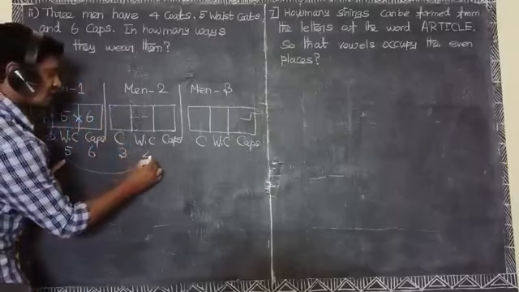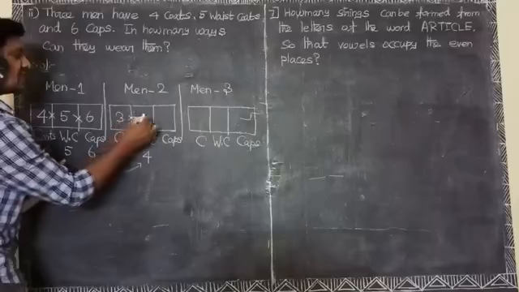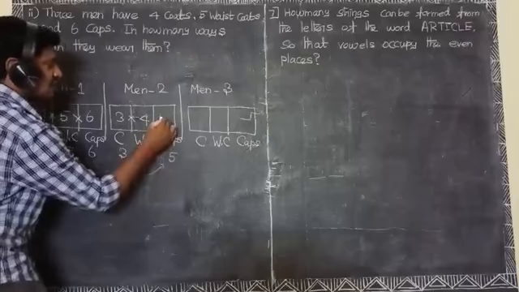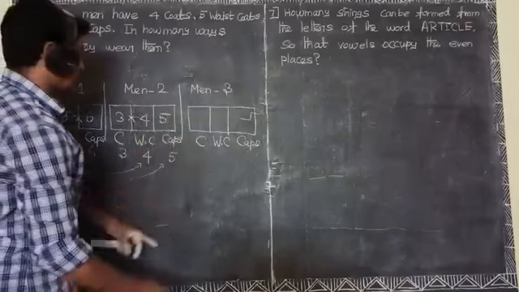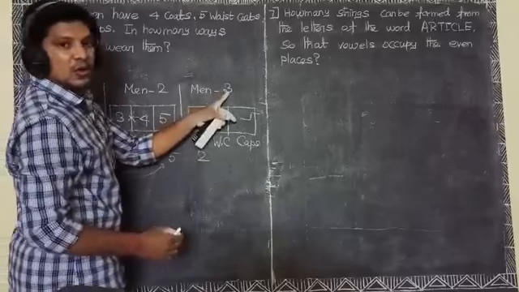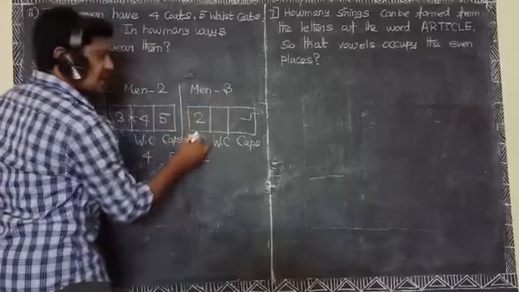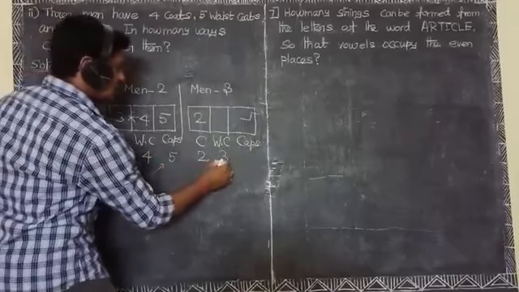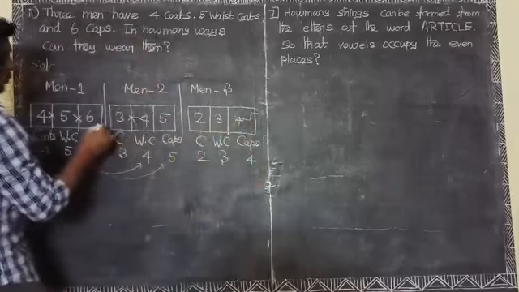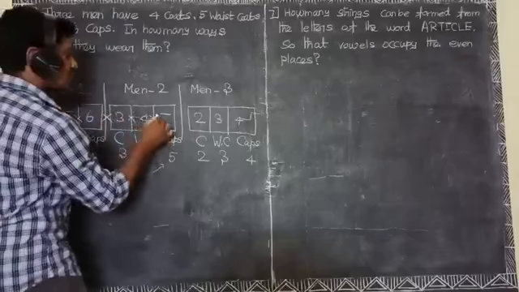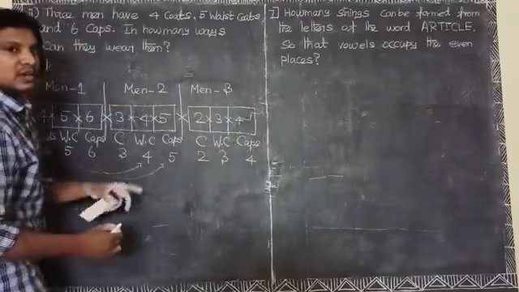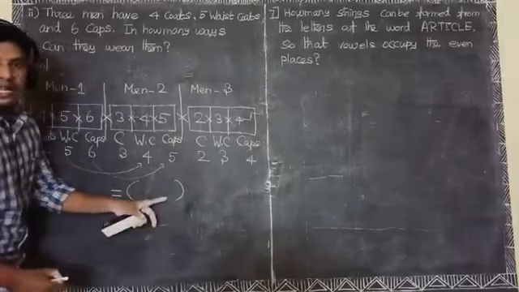Then the remaining waistcoats are 4. Only 3 chances for the coat, 4 chances for the waistcoat, then the remaining 5 caps. For man 3, only 2 coats remain, so only 2 chances. The waistcoats are 3, caps are 4. Totally 2 into 3 into 4. The product of all numbers is the required solution.